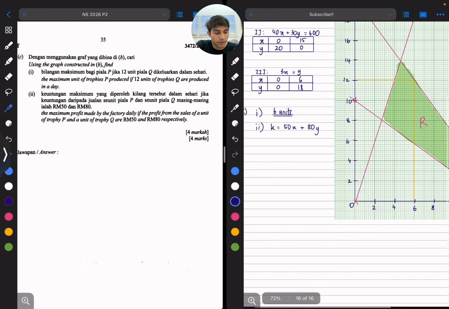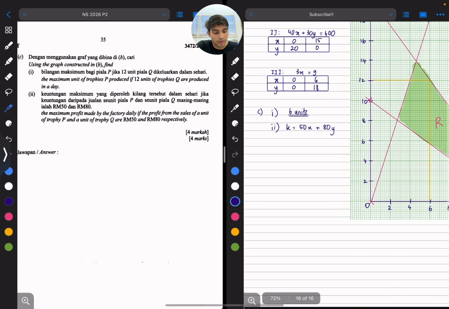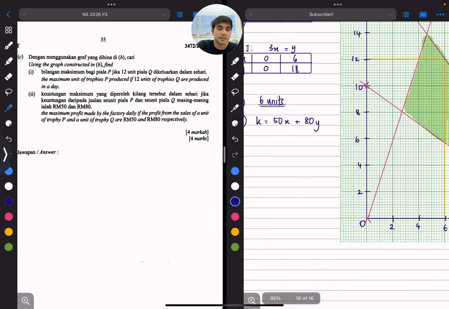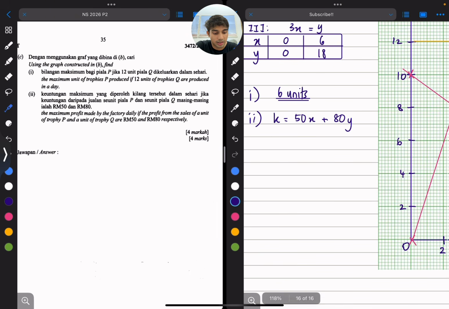To find the maximum line, first we need to sketch a baseline. To sketch a baseline, we try to draw a dummy line. What I like to do is simplify the equation as much as we can. So 50x and 80y, we can write as 5x plus 8y equals k. We divide the whole equation by 10. For this k, you don't need to put k over 10 because it's just a constant. We don't know the constant.